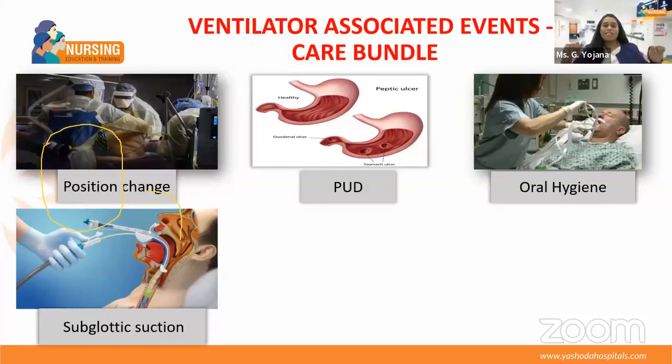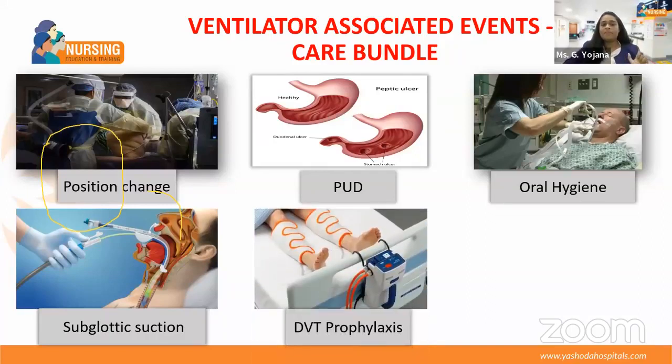Why? Because it is continuously connected to the suction, and if there are any secretions, you just switch it on and suction by applying force. Clear? So that the infection rate for the patient will be reduced and you are protecting the lungs of the patient. Next, DVT prophylaxis. Why DVT prophylaxis?